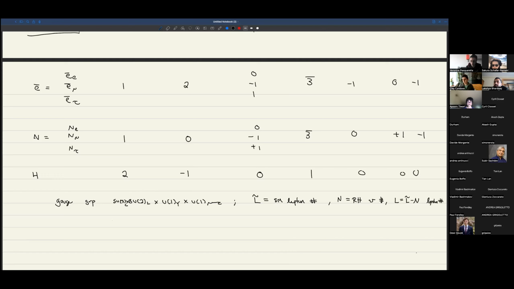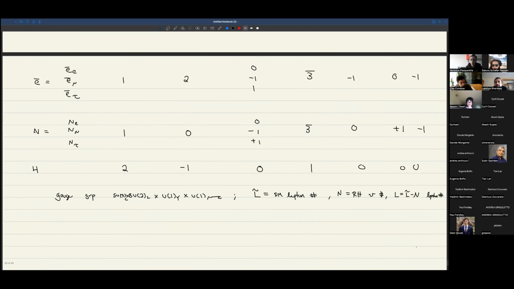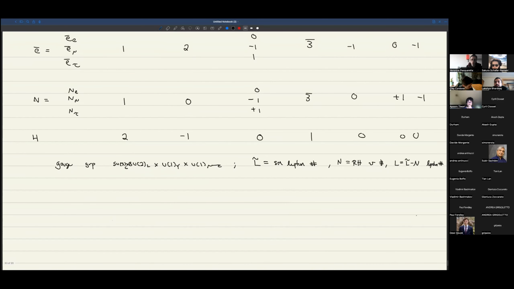Now, this game that we're playing is all about various anomaly coefficients, so we'll need to know those. So let's write down what they are, and then we'll say what the consequences are.